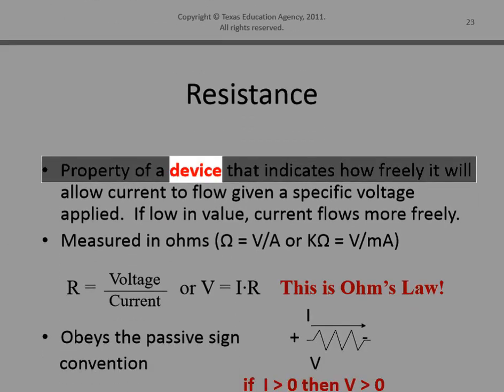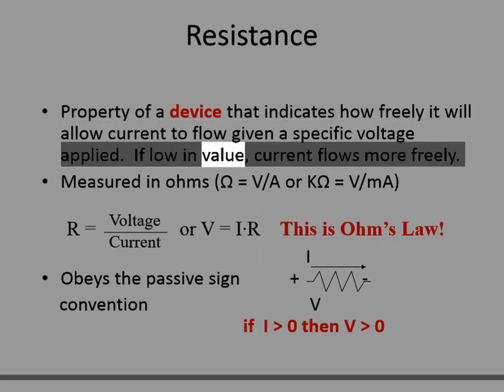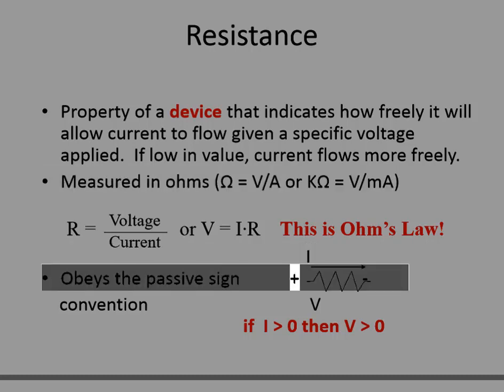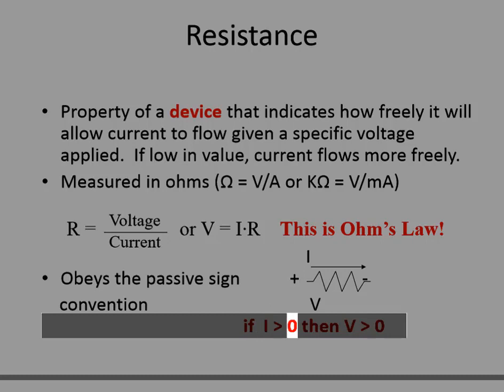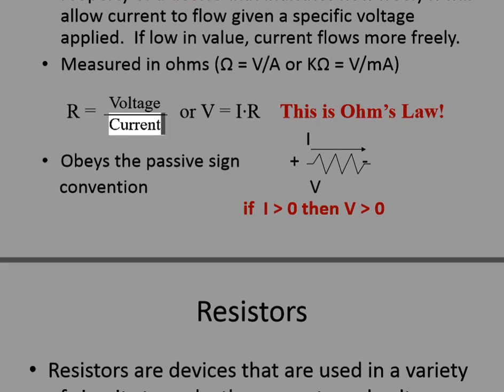Resistance, property of a device that indicates how freely it will allow current to flow given a specific voltage applied. If low in value, current flows more freely. Measured in ohms, omega equals V/A or kilo-ohms equals V/mA. It obeys the passive sign convention. If V equals IR, then R equals V/I. This is Ohm's law. Voltage, current.